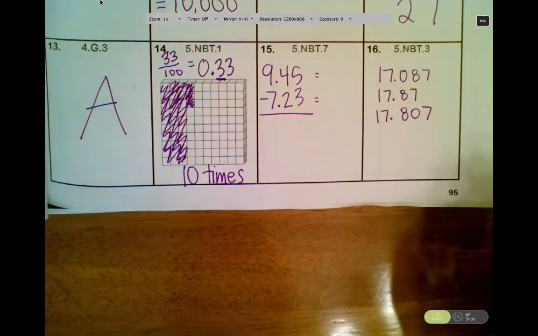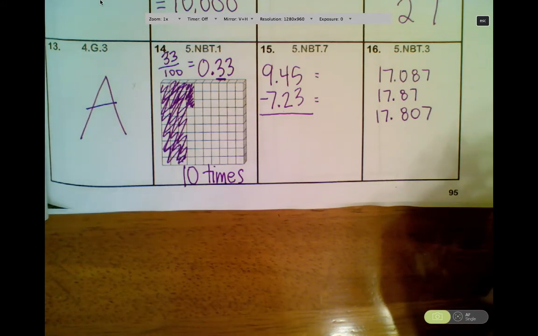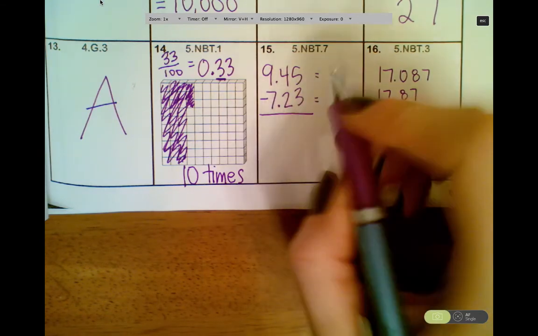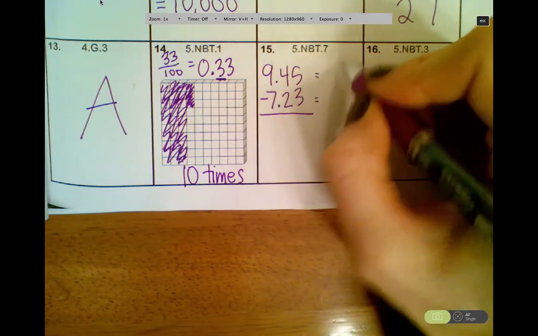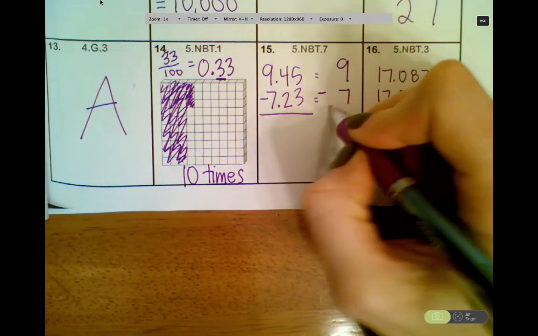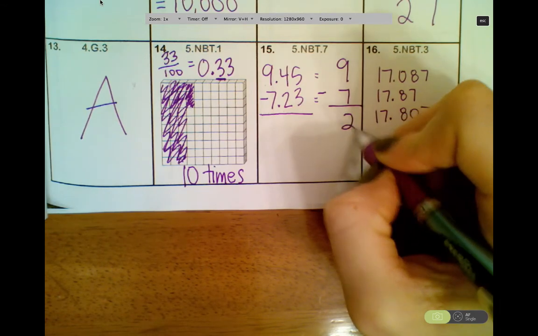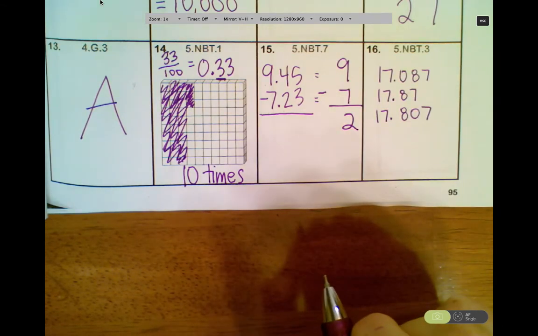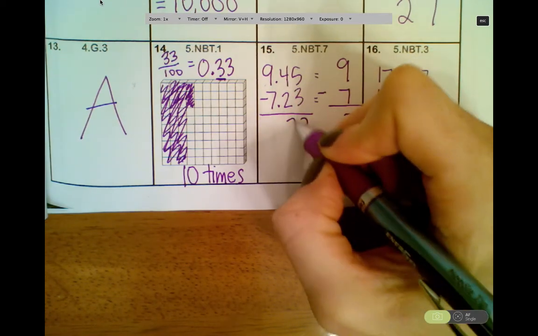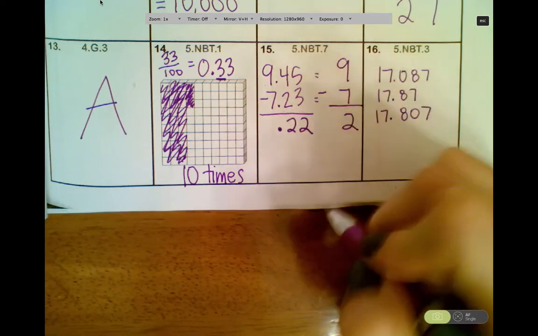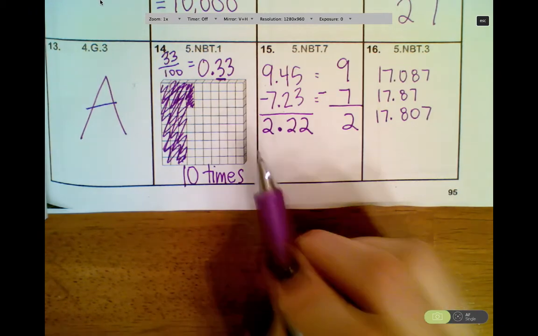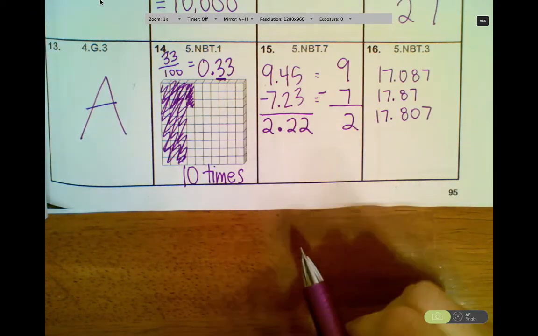Number 15, estimate first, then give the exact difference. Well, if I was rounding to the nearest whole number, 9 and 45 hundredths would remain 9. 7 and 23 hundredths would remain 7. And 9 minus 7 is 2. Now let's find our exact answer. 5 minus 3 is 2. 4 minus 2 is 2. Bring my decimal straight down. And 9 minus 7 is 2. So my answer is 2 and 22 hundredths.